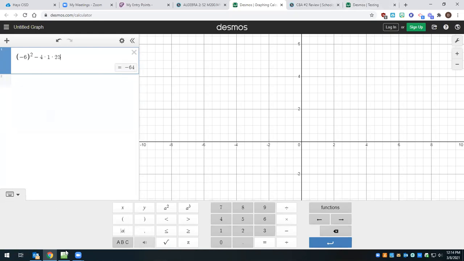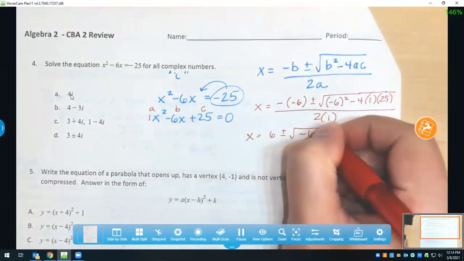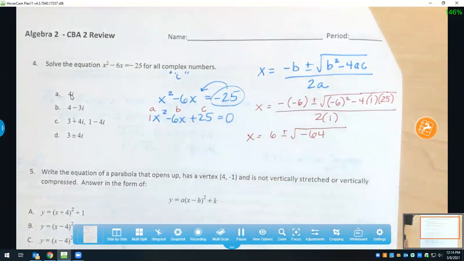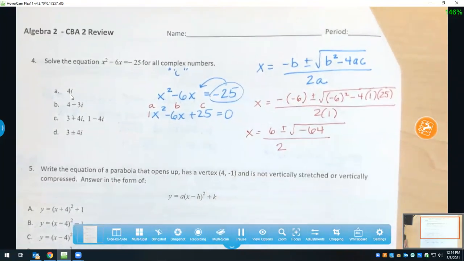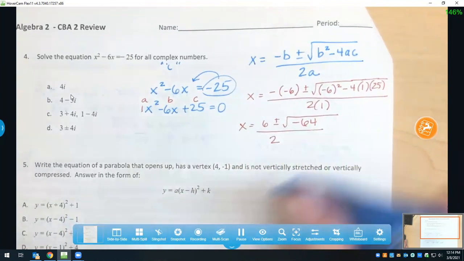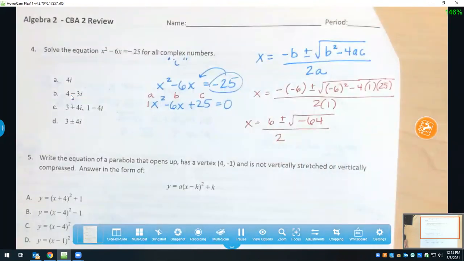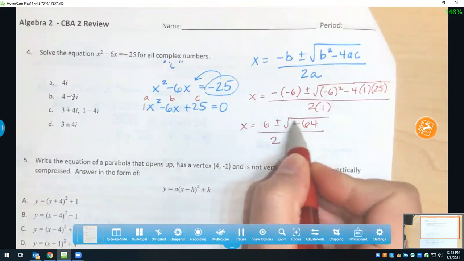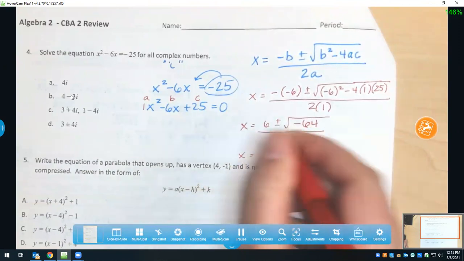So under the radical for this one, I don't even know why I wrote it so gigantic, but -64 is what we would get here. And then that's divided by 2. So to deal with the negative, I'm going to just drop some of that so it looks less ugly. Remember that when you have the negative under the radical, I can simplify that.